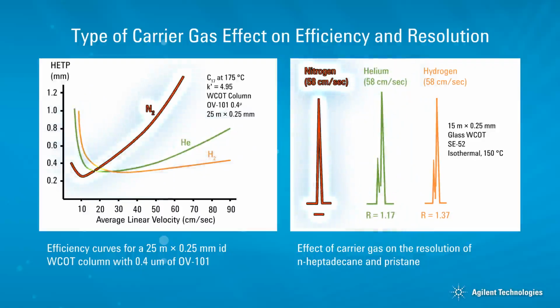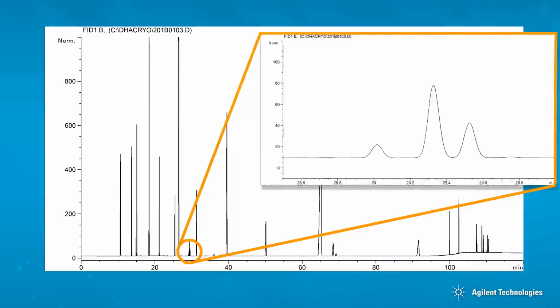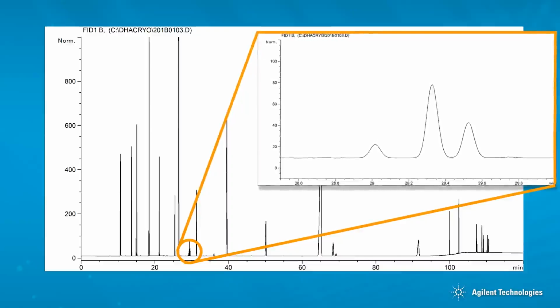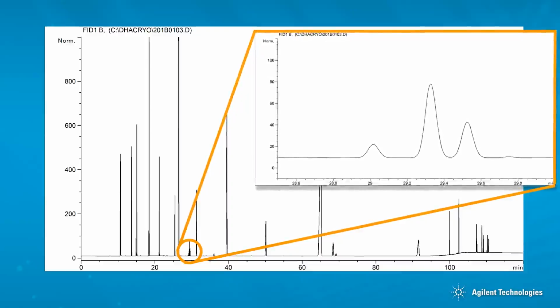From the second diagram, you can see if nitrogen is used at the fast linear velocity of 58 centimeters per second, resolution of the two peaks is lost. Here is an example of a thin film column yielding very high resolution.